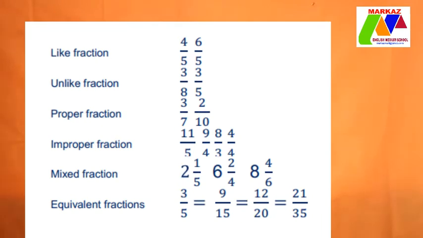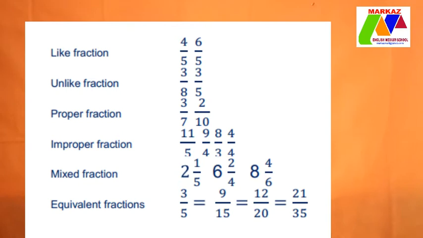Third one is proper fraction. Numerator is less than the denominator. For example, 3 by 7, 2 by 10. Fourth one, improper fraction. Numerator is greater than or equal to the denominator. Example, 11 by 5, 9 by 4, 8 by 3 and 4 by 4. Fifth one, mixed fraction. That means a fraction with whole number. 2 and 1 by 5, 6 and 2 by 4, 8 and 4 by 6.